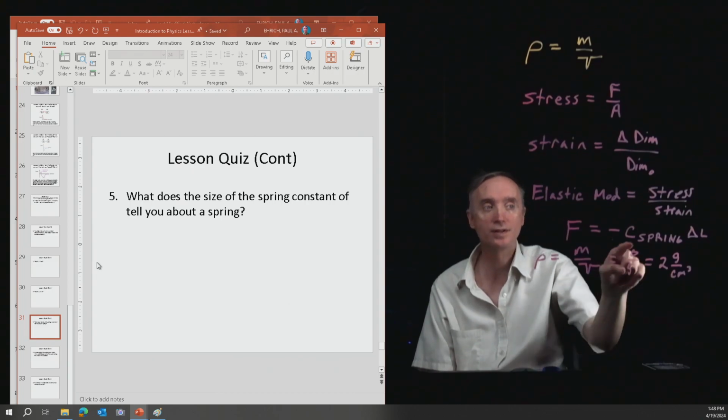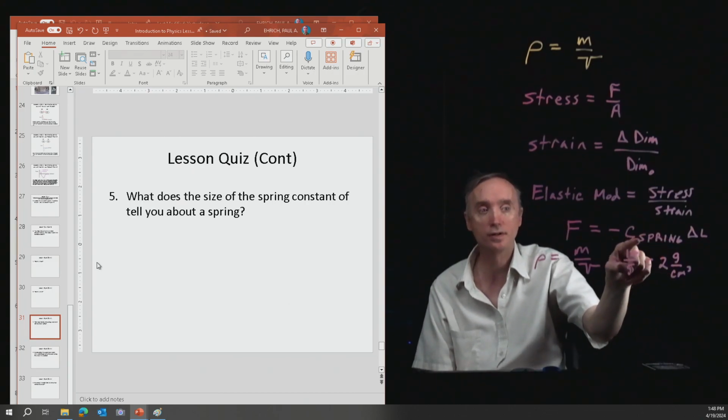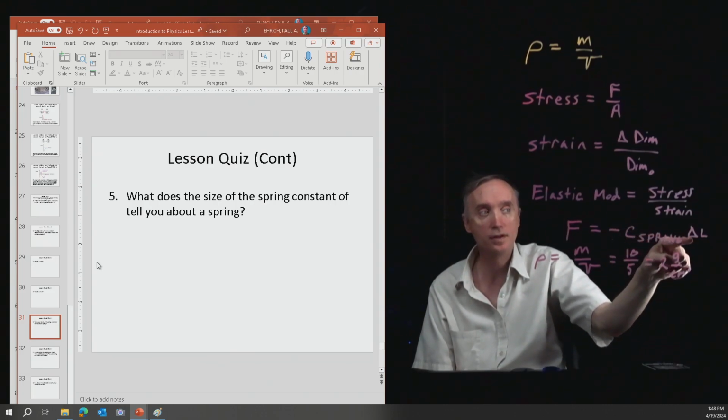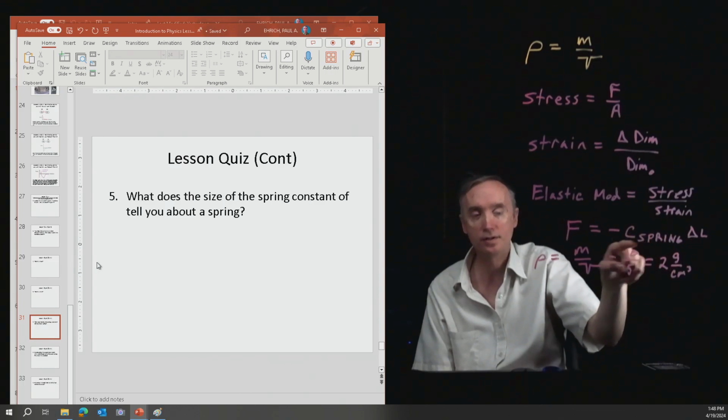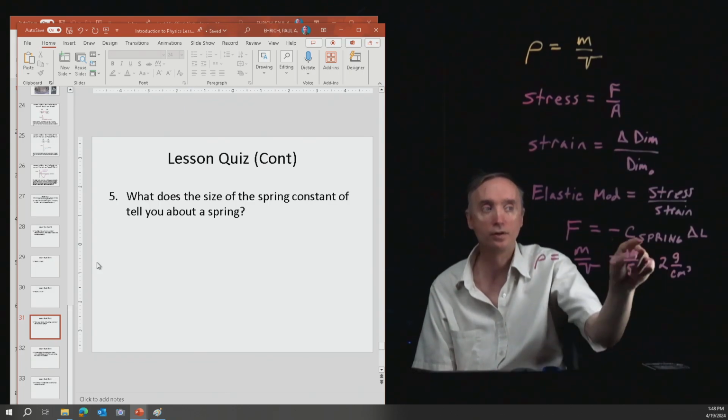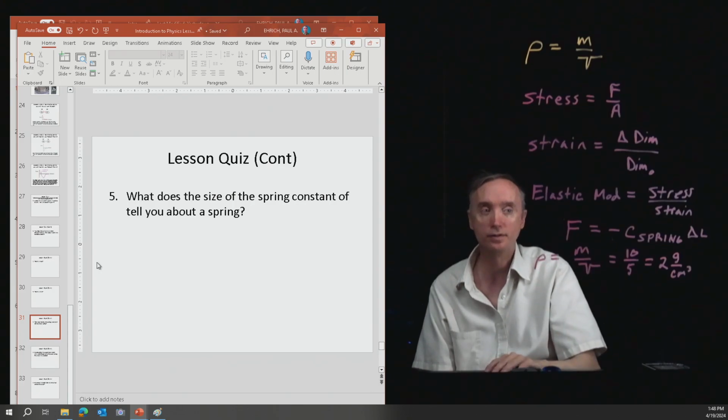So what is the significance of the spring constant? So if this is a big number, then this is a small number. If this is a small number, this will end up being a big number. So the spring constant is going to be the stiffness of the spring. The stiffer the spring, the larger its spring constant is going to be.